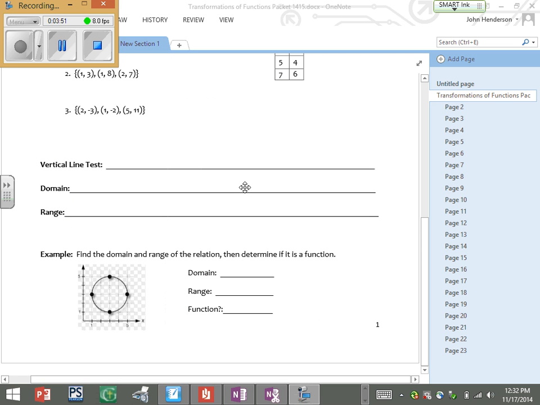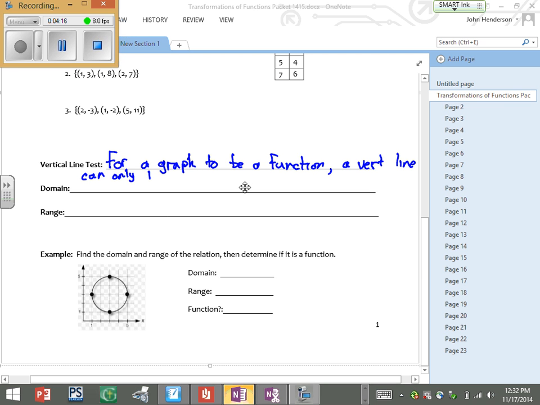So we'll move down here to something that's called the vertical line test. What the vertical line test says is that for a graph to be a function, a vertical line can only touch the graph once.